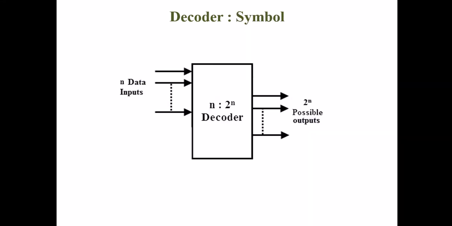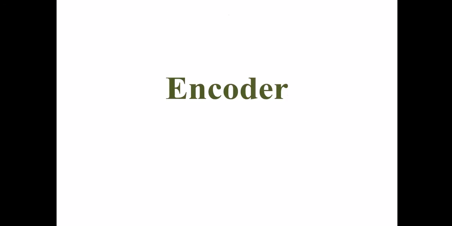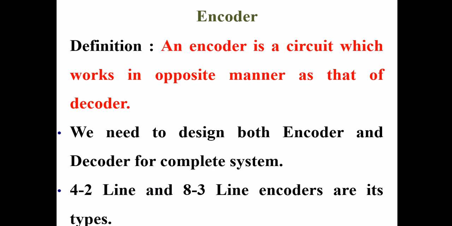So symbolically, a decoder has n inputs and 2 raised to power n total outputs. Second is the encoder. An encoder is a circuit which works in the opposite manner to that of a decoder. Here we have 2 raised to power n inputs and n outputs. So we need to design both encoder and decoder.